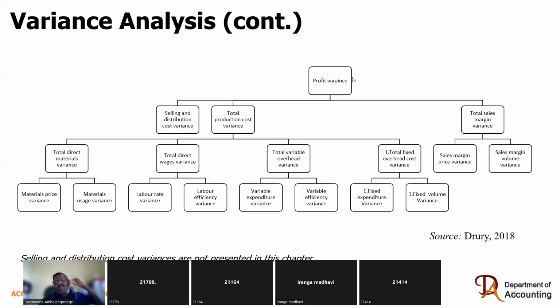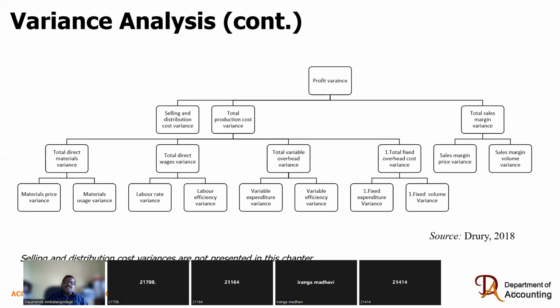Then you have the profit variance. The profit we expected next year was 25,000, that is 25 million. But what we got was 24 million. Actual profit: 25 million was expected, and 24 million is the profit. So there is a variance, the profit variance.